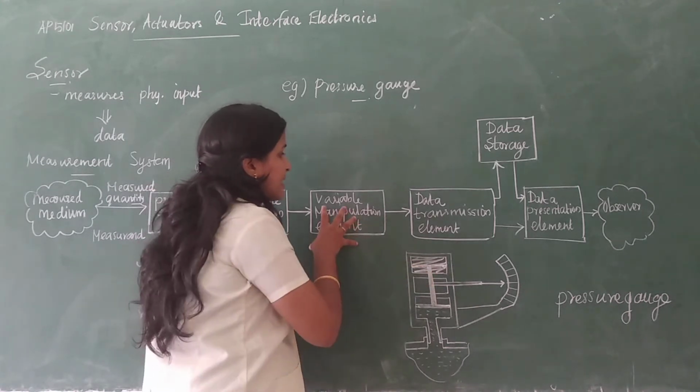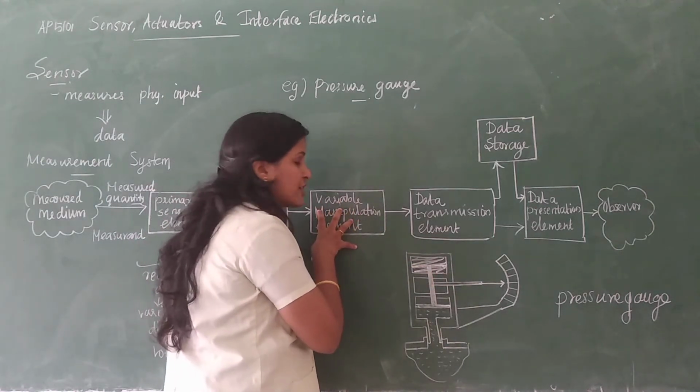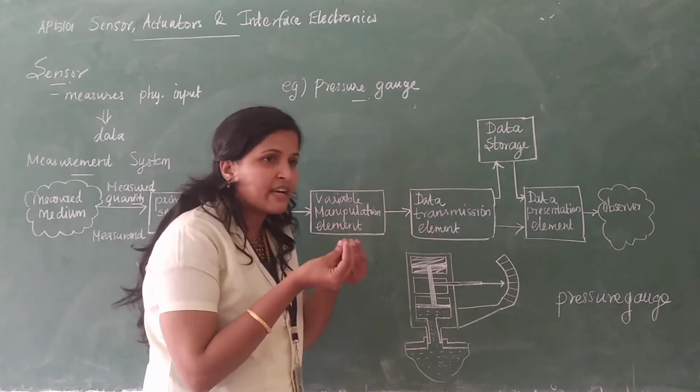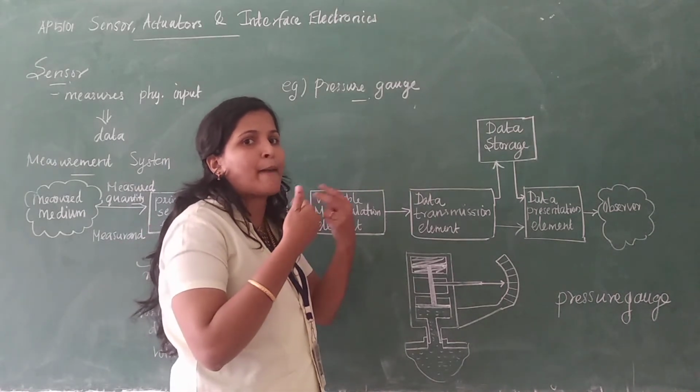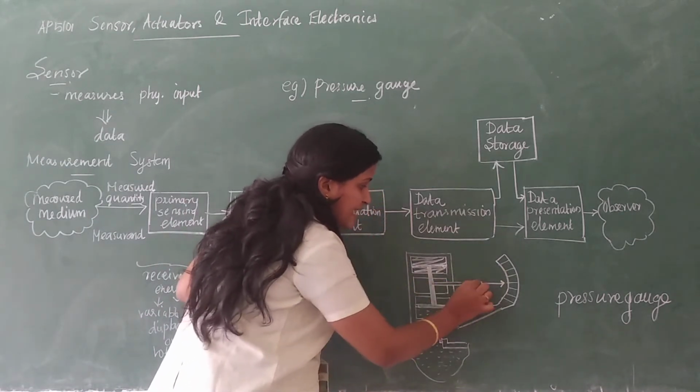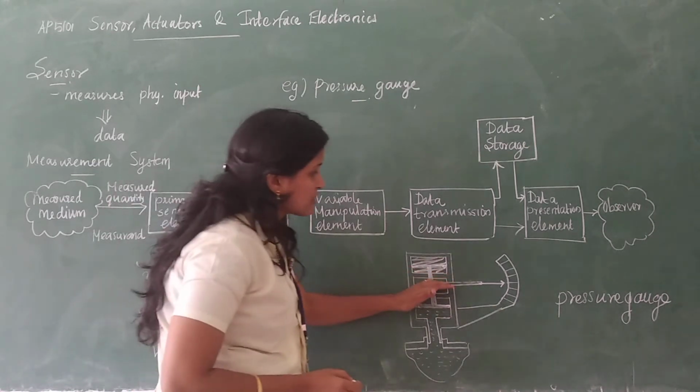So here we have a manipulation element. What is manipulation? I said the data is very small, so we need to amplify it. Here I have attached a linkage. This is to amplify.